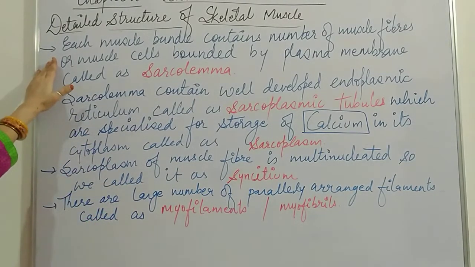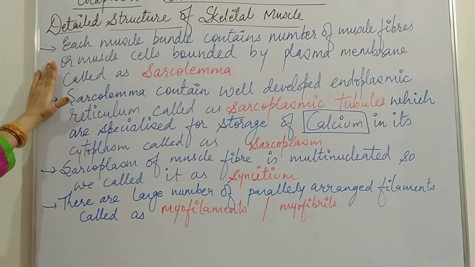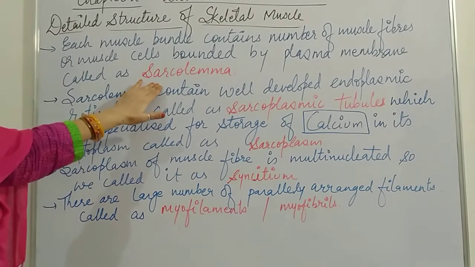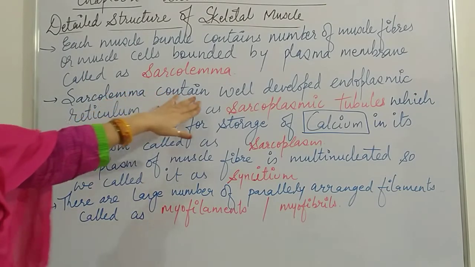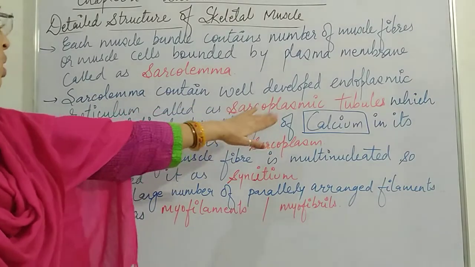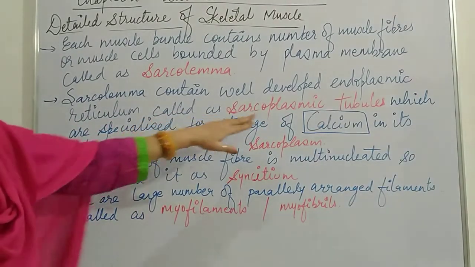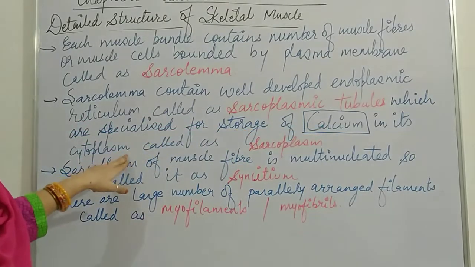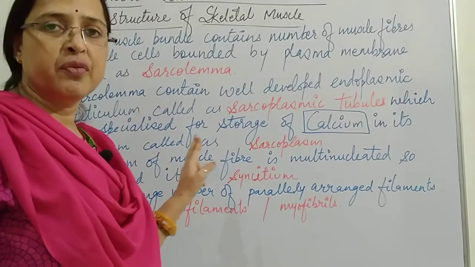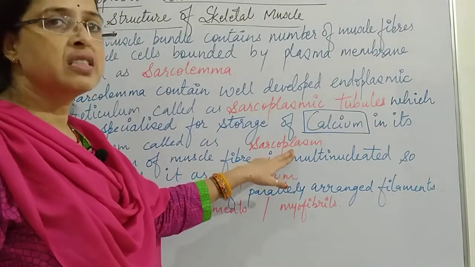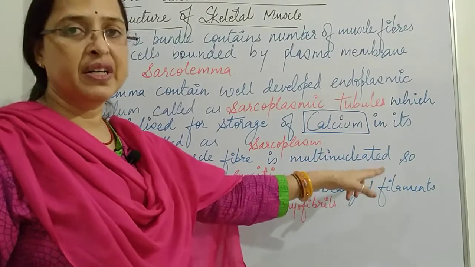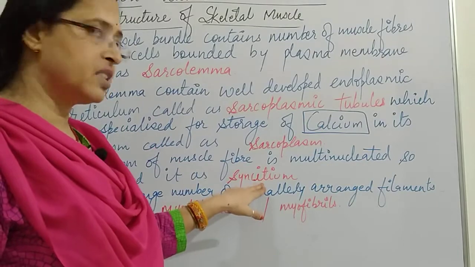Each muscle bundle contains a number of muscle fibers or muscle cells bounded by a plasma membrane called the sarcolemma. The cell contains a well-developed endoplasmic reticulum called the sarcoplasmic reticulum, which is specialized for storage of calcium in its cytoplasm, and this cytoplasm is called sarcoplasm. The cytoplasm of a muscle cell is called sarcoplasm. Sarcoplasm of a muscle fiber is multinucleated and is called a syncytium.